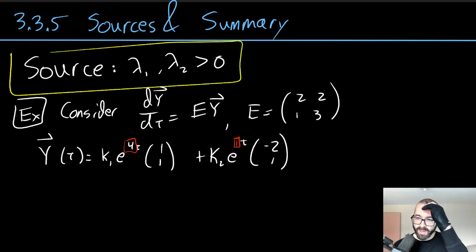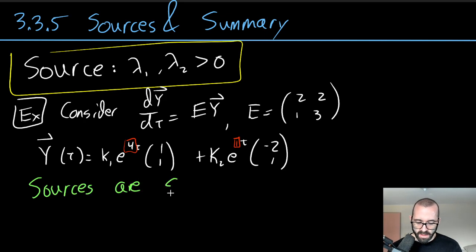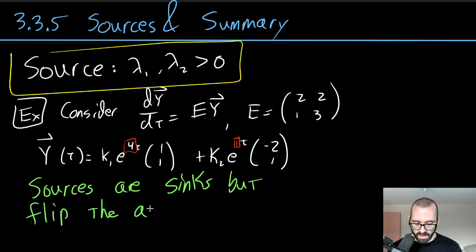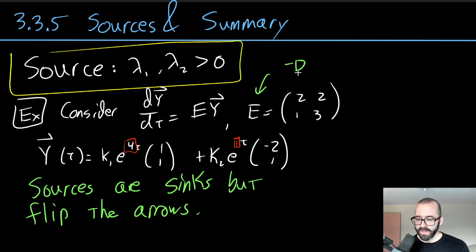You can write that down. I'm not going to. I should. Sources are just like sinks, but in reverse time. So flip the arrows. But they look the same. Everything that we talked about for sinks goes for sources. And again, this right here is just the negative D matrix from the previous video. And that's kind of it for sources. That's it. Let's summarize everything.